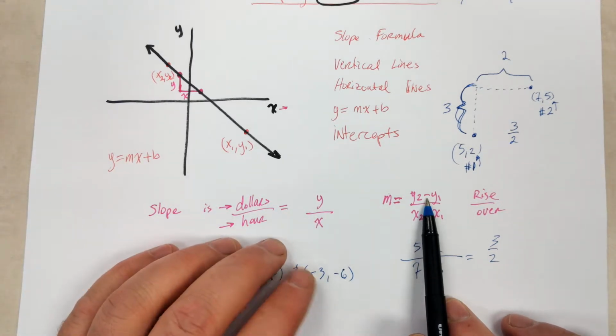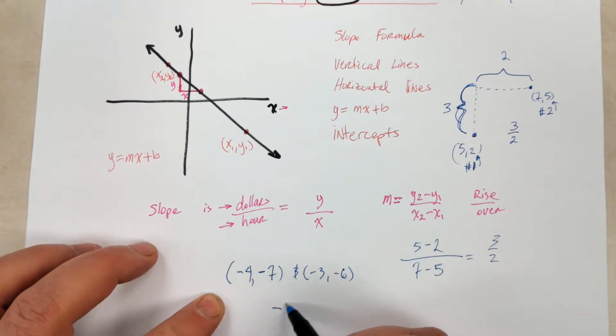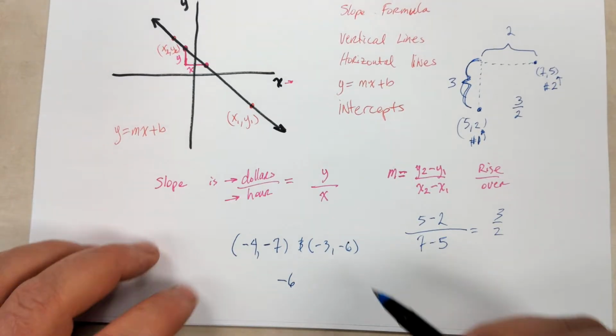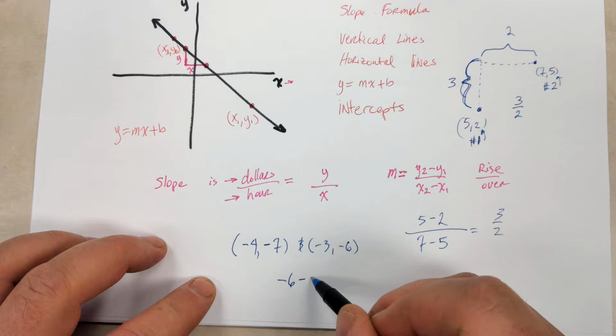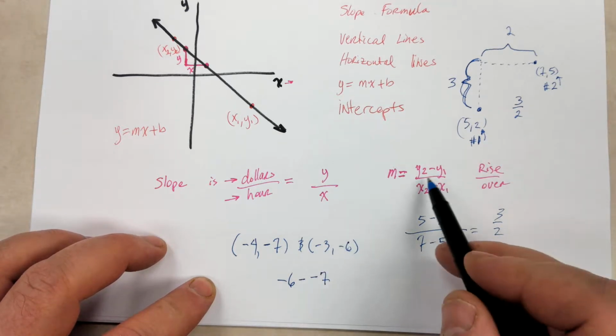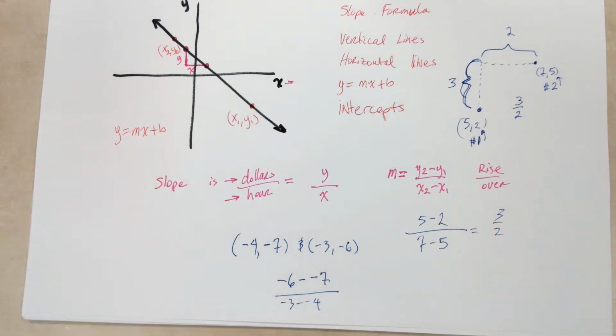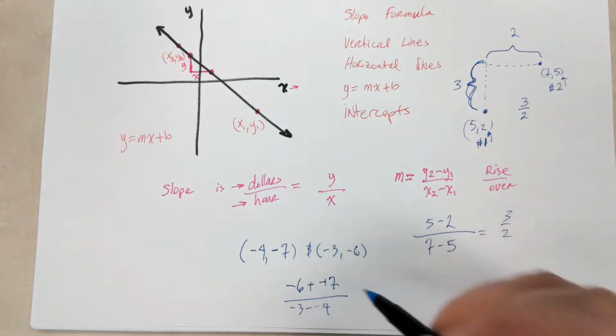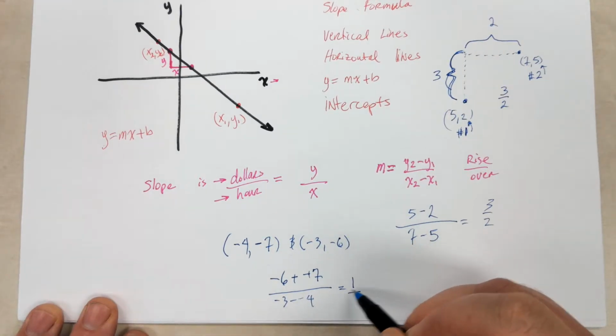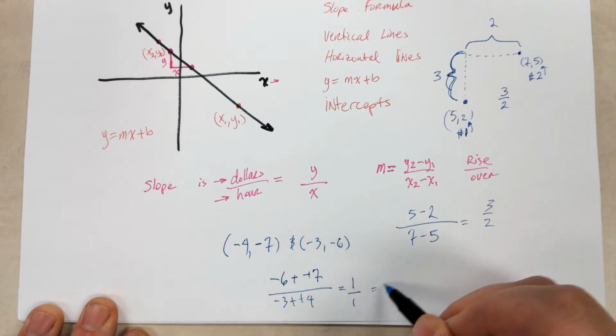So let's just plug it in. That's going to be negative 6, and then minus negative 7, over negative 3 minus negative 4. And this becomes positive, of course. So that's 1 over 1, which is just 1.